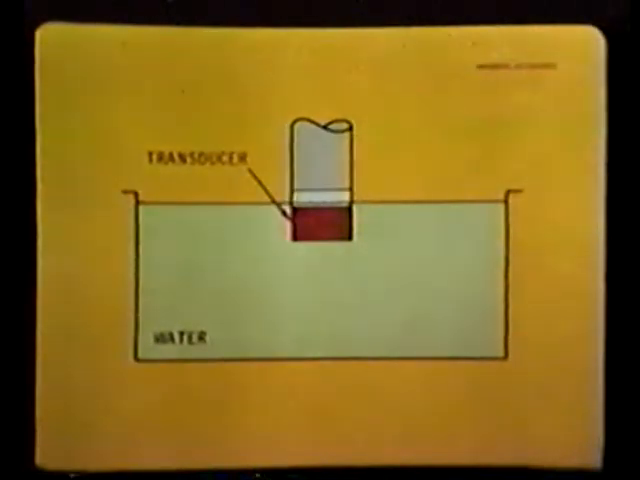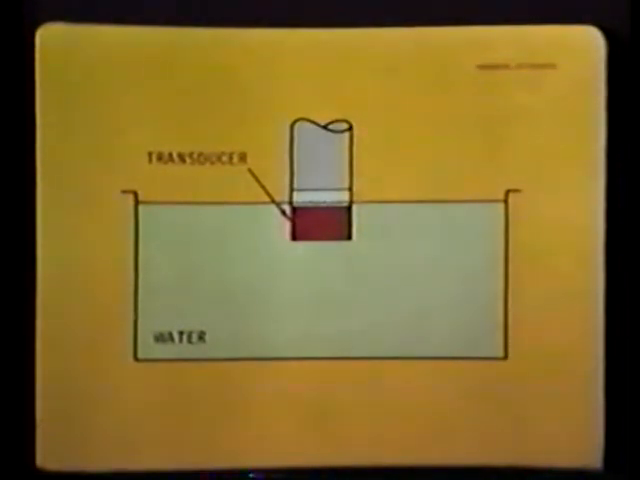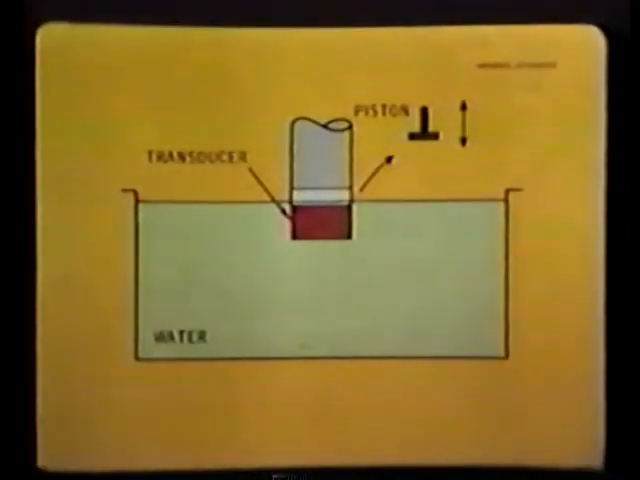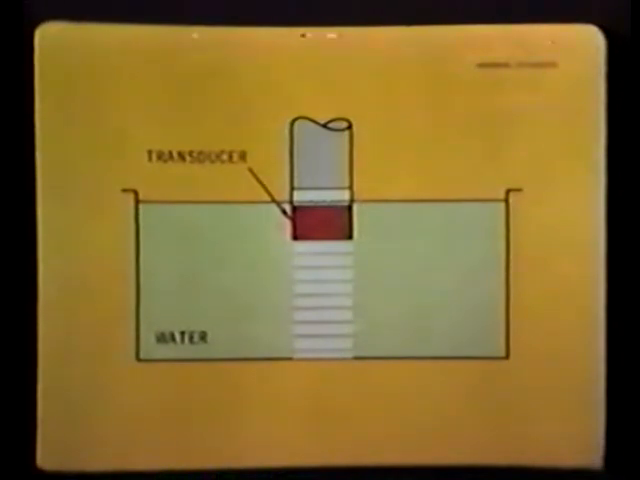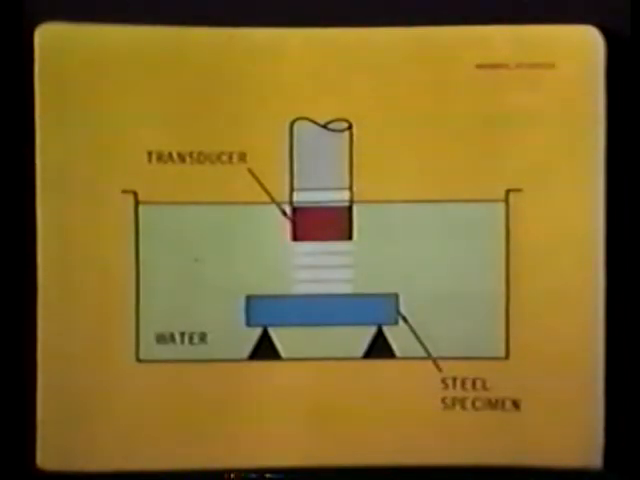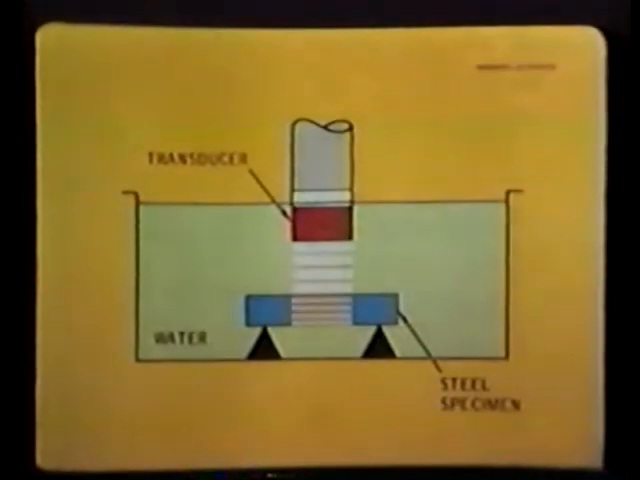Here is a transducer positioned in water. Visualize, it acts like a piston moving back and forth at a specific frequency. As the transducer vibrates, sound energy is transmitted into the water. This energy moves through the water at a specific velocity, the velocity being constant. Now, let's place a steel specimen in the water and see what happens. The sound energy traveling through the water strikes the steel. Some of the energy enters the steel.